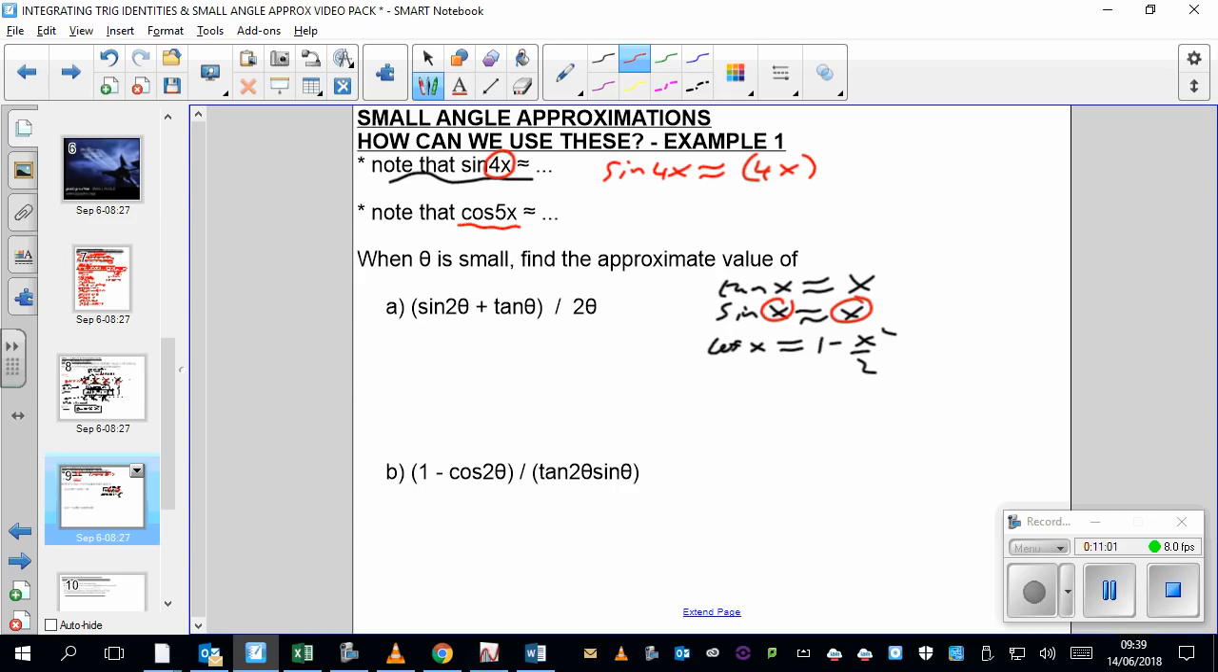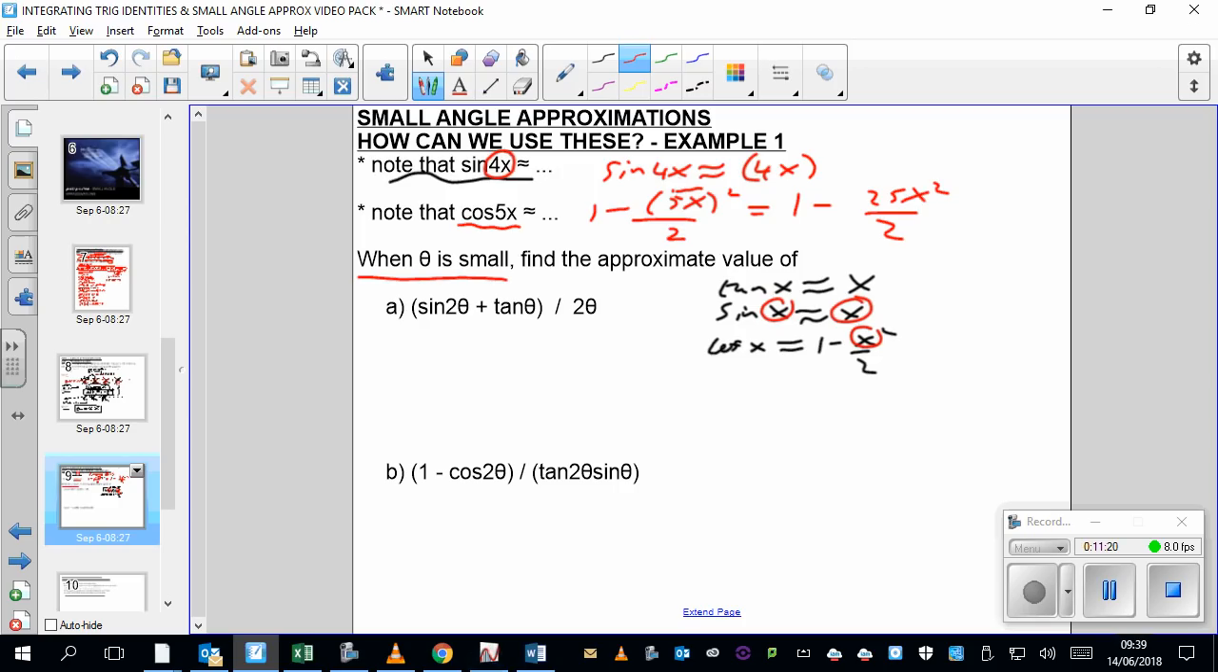So cos 5x would be approximately equal to 1 take, and be careful here, you're only replacing the x, 5x squared over 2, which is 1 minus 25x squared over 2. Can you see? You have to square everything in there. That's the thing to be really careful of, okay?